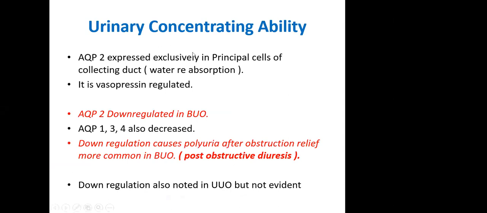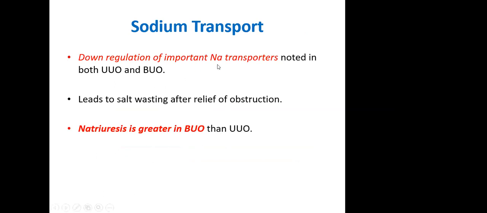As already told, urinary concentrating ability will be lost because the aquaporin channel will be down regulated. The particular channel is aquaporin 2. As a result of this down regulation, there will be polyuria after the obstruction is relieved, which is more common in bilateral urinary obstruction. Remember, concentrating ability, sodium loss and acidification ability will be lost in both unilateral and bilateral, but it is more specific for bilateral urinary tract obstruction. In unilateral it is not specific because the opposite kidney will be normal, so it can manage this function. But in bilateral, since both kidneys are affected, urinary concentrating ability, sodium loss and acidification ability will be lost. As I already told, sodium transporters also will be down regulated.